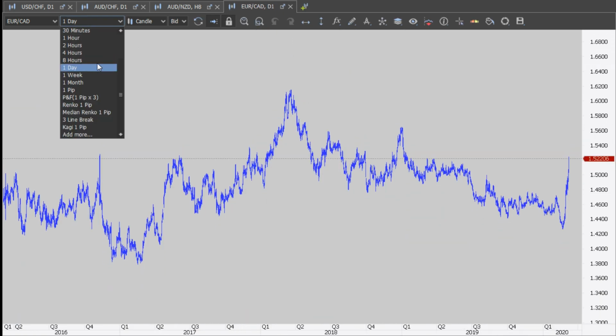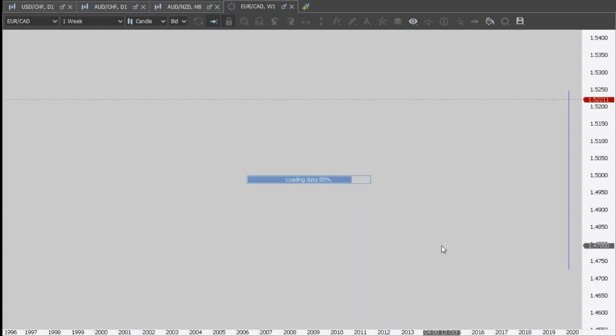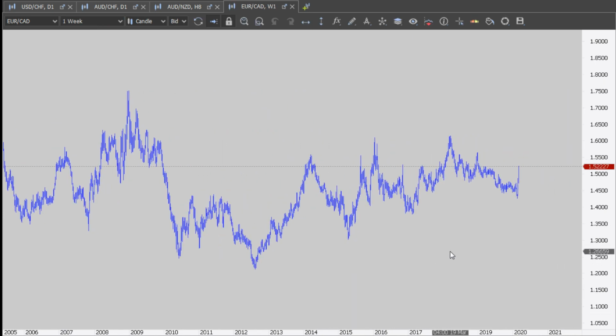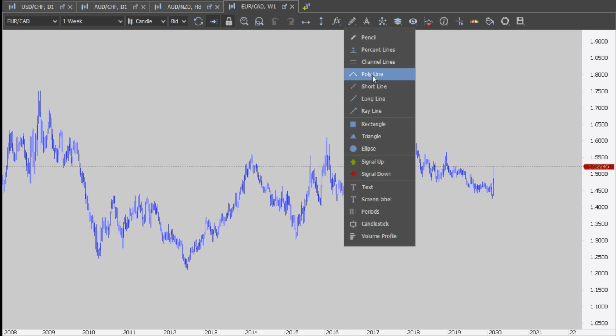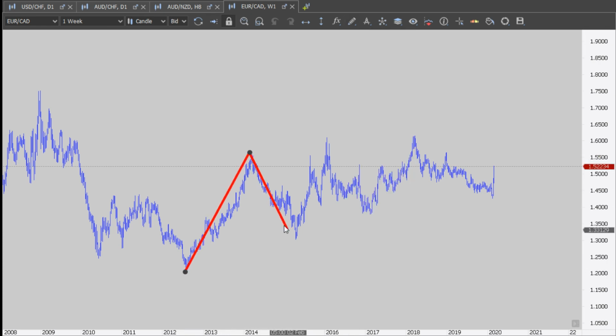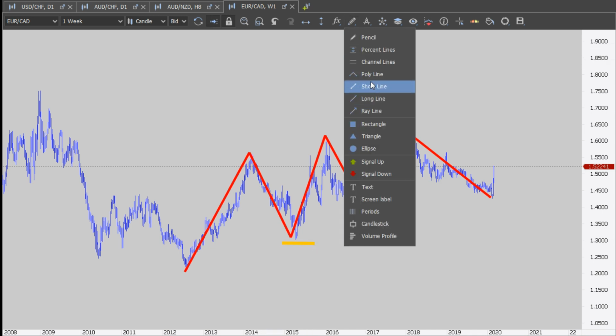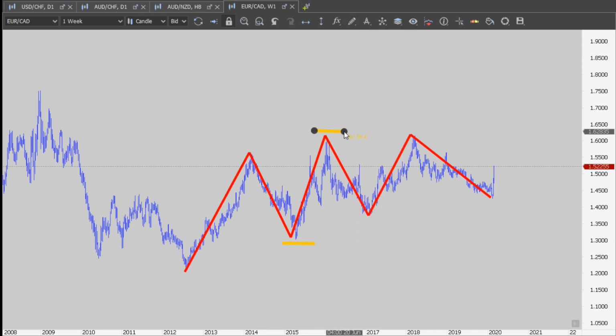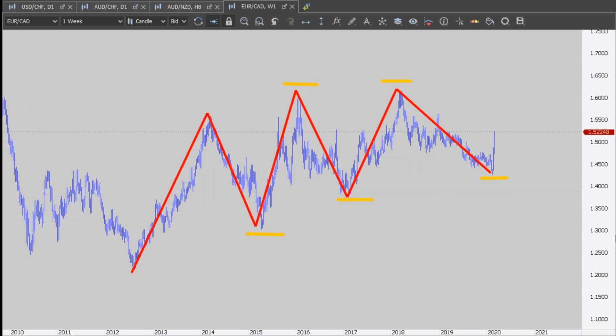EuroCAD weekly chart, everybody. Easy to hedge. So extension, retracement, extension, retracement, extension, retracement. Easy to hedge, right? Hedging here, or if you're going to short, hedging here, hedging here, and now hedging here, right?